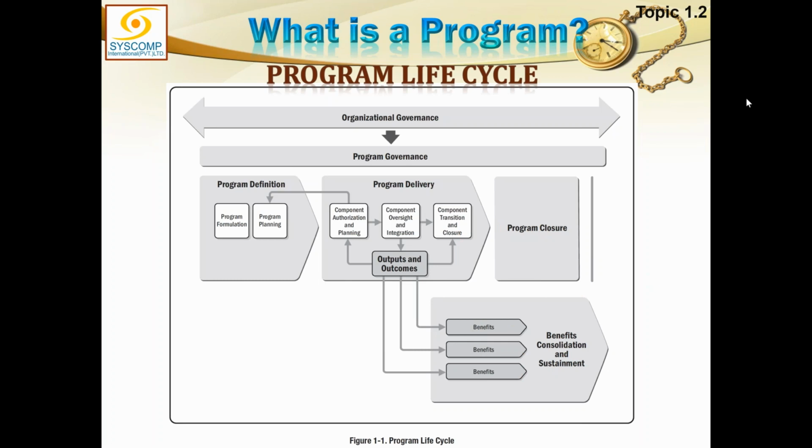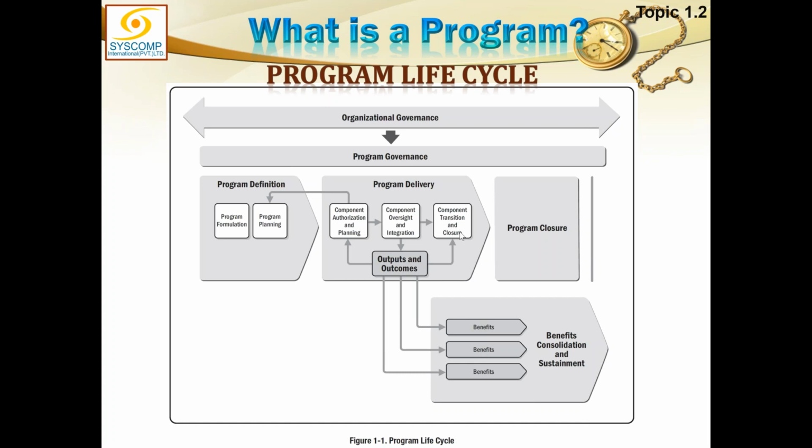Okay. So basically, once a project or whatever component we are dealing with gets into transition and closure, from there it just moves on to the program closure phase, and there is no looping back to oversight and integration or to authorization and planning, because the components are being delivered in this central program delivery. So every component will be transitioned and closed.